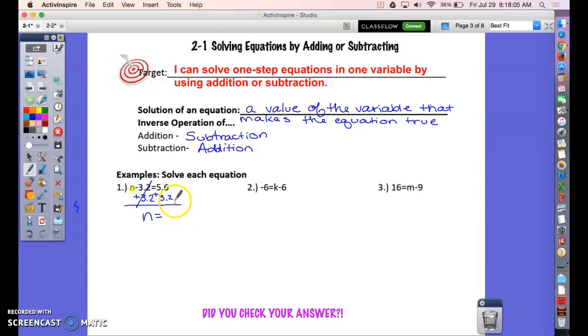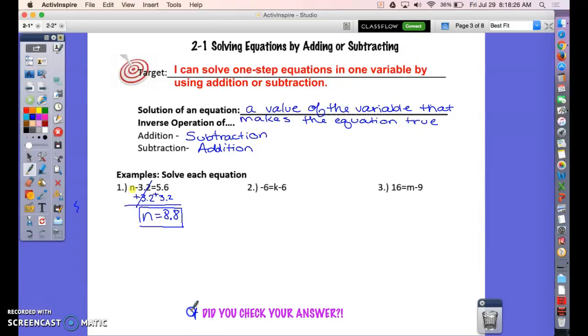Then we would add these two numbers over here. 6 and 2 is 8, 5 and 3 is 8, and you drop the decimal down. Whenever you are adding or subtracting decimals, remember to line the decimal point up. You should absolutely be able to do this without a calculator. And we get n is 8 8/10, or 8.8.